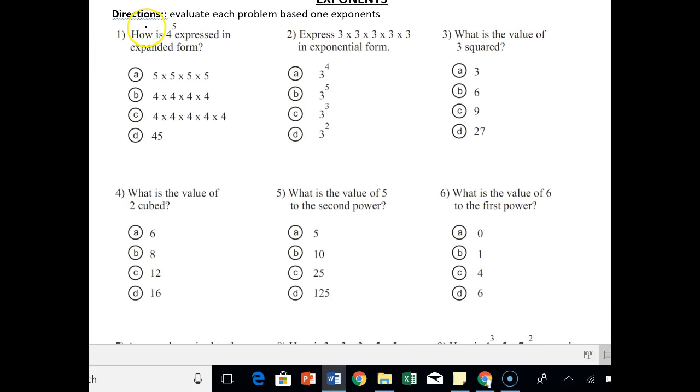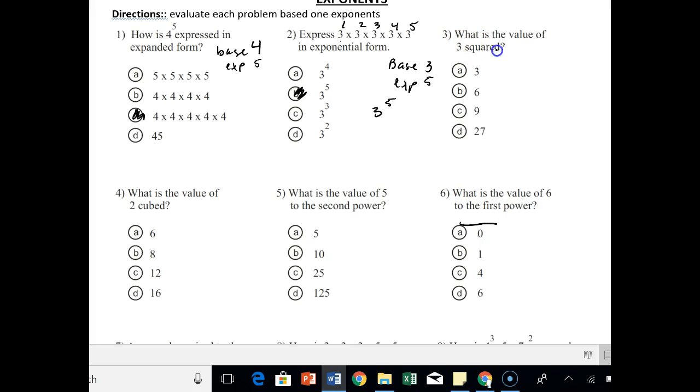So expanded form, 4 to the 5th, that's 4 times itself 5 times, right? The base is 4, the exponent is 5. So 4 times itself 5 times. That is C, right? Express 3 times itself how many times? Count 1, 2, 3, 4, 5, right? So the base is 3, and the exponent would be 5. So this would look like 3 to the 5th. So B is your answer.